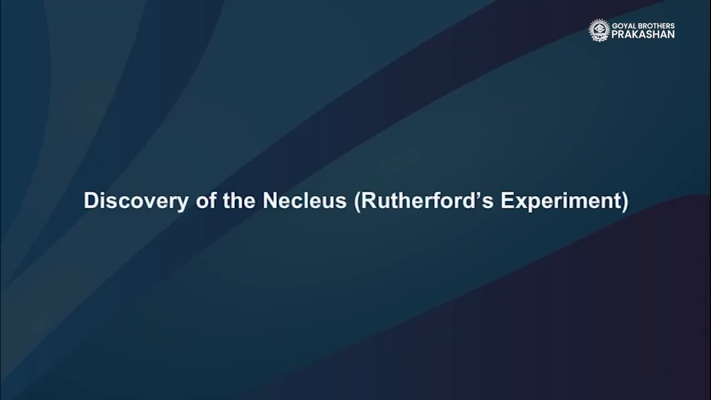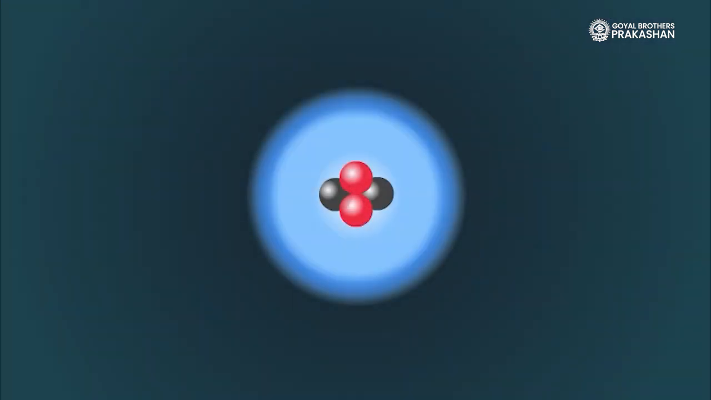Discovery of the nucleus. Rutherford's experiment. In order to test J.J. Thomson's atomic model, Rutherford set up the following experiment. He reasoned that if the positively charged mass present within the atom is thinly spread, then any positively charged particle moving with sufficient kinetic energy would easily penetrate through it.